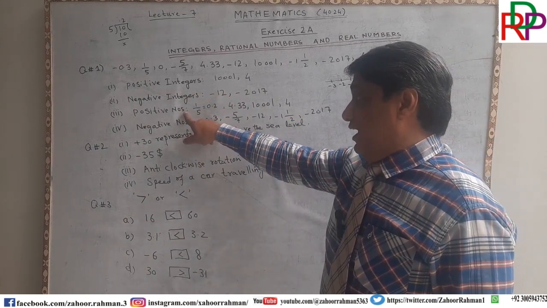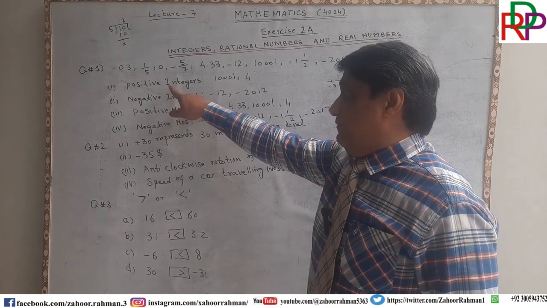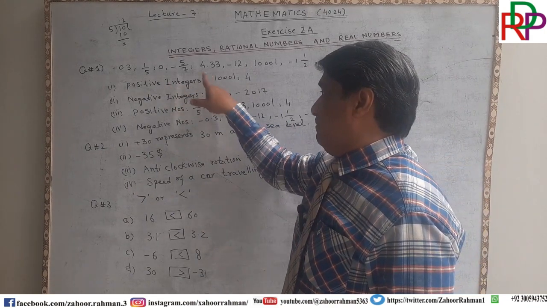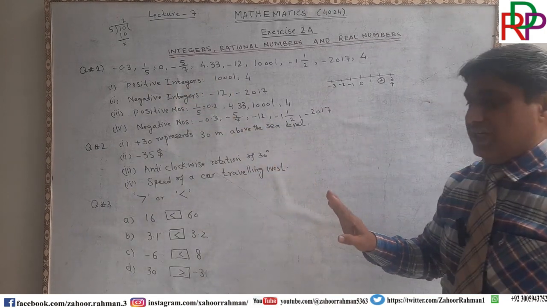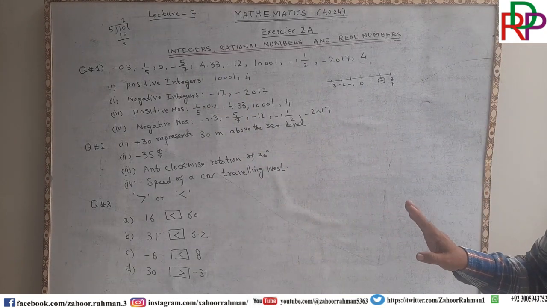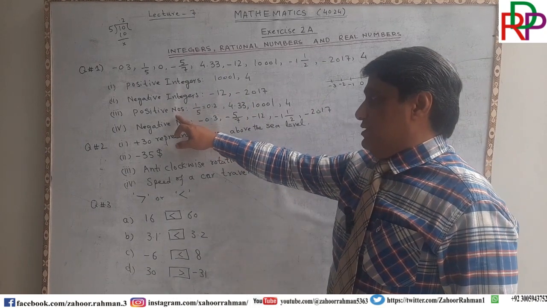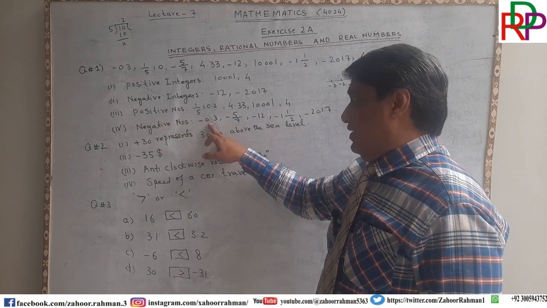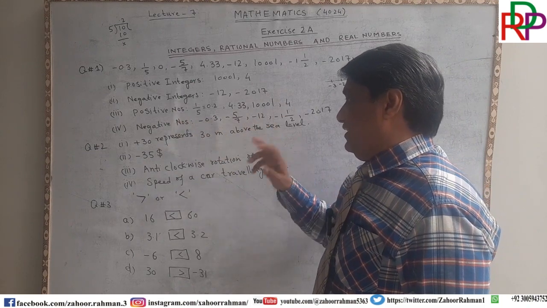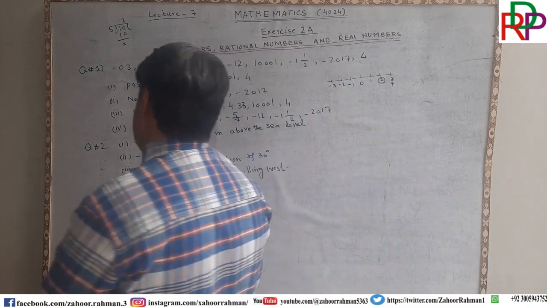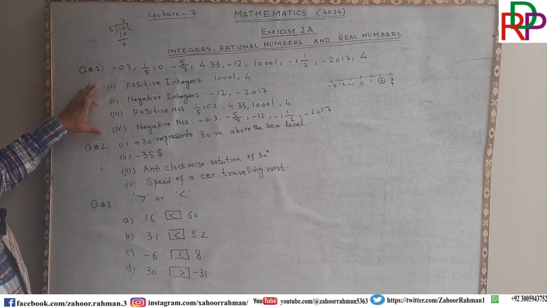Positive numbers are different from positive integers. In a positive integer, there will be no sign and no decimal. Positive numbers and negative numbers can be with a decimal and without a decimal. So you can note these numbers.